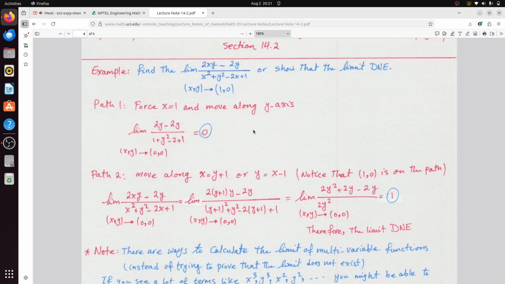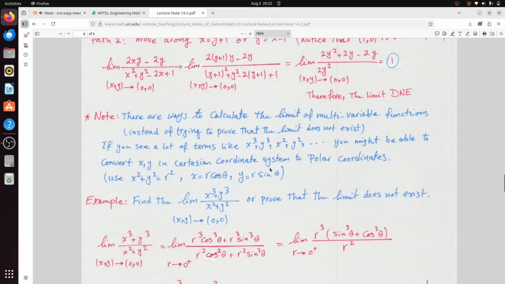You are forcing x equal to 1. Now move along x equal to y plus 1. If you move along x equal to y plus 1, or y equal to x minus 1, you notice that 1 comma 0 is lying on that path. So 2xy minus 2y by x square plus y square minus 2x plus 1 gives you limit xy tends to 0 0, 2y plus 1 y minus 2y by y plus 1 whole square plus y square minus 2y plus 1 plus 1. This will give you limit xy tends to 0 comma 0, 2y square plus 2y minus 2y by 2y square. Therefore the limit does not exist.